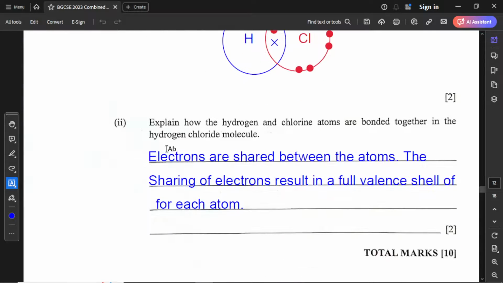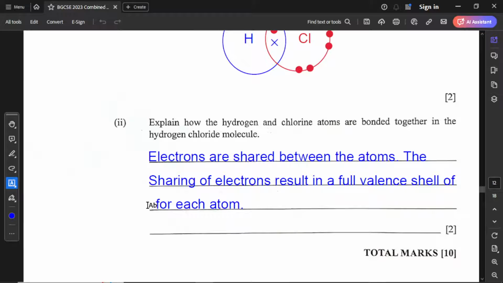All right, part 2, which is the final part of this, is to explain how the hydrogen and chlorine atoms are bonded together in the hydrogen chloride molecules. And simply what happened here is that electrons are shared between the atoms. Shared, that's very important, shared. Ionic bonding is transfer, covalent is sharing of electrons. So the sharing of electrons results in a full valence shell of, well, it's supposed to be of each of the atoms, right?